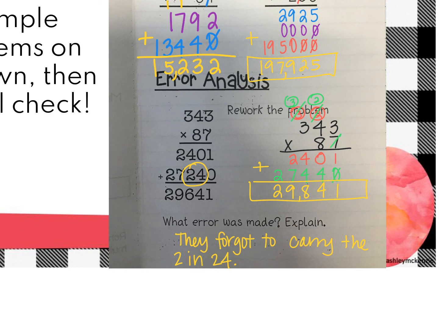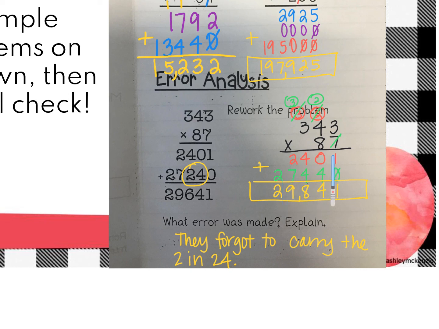So I rewrote my problem off to the side so that I could rework it. And red is my first partial product. So I did 7 times 3 to get 21, carried my 2. 7 times 4 is 28, but I got to add that 2, which gives me 30. So I put a 0 and carry my 3. Then I can do 3 times 7 to get 21, plus that 3 is 24. So that's how I got 2401 for my first partial product.